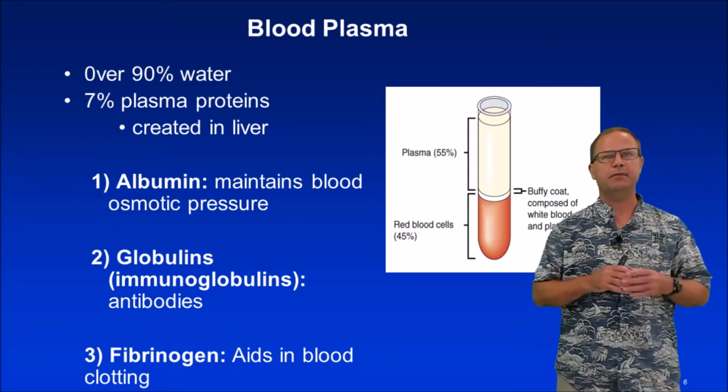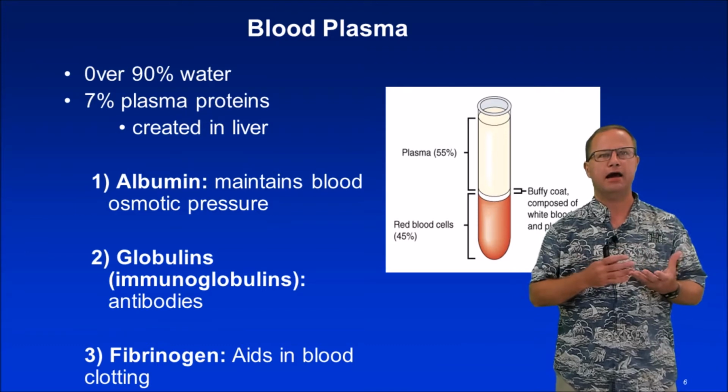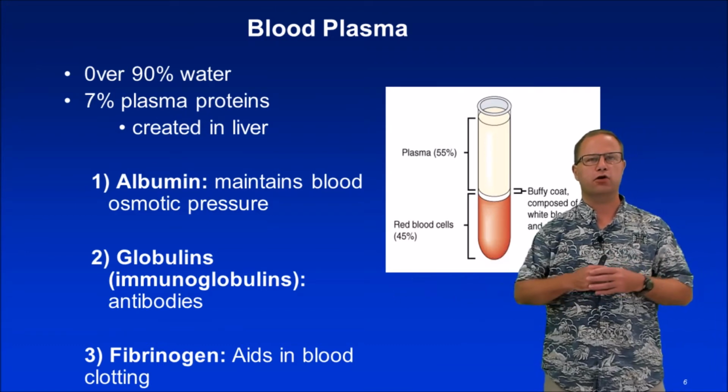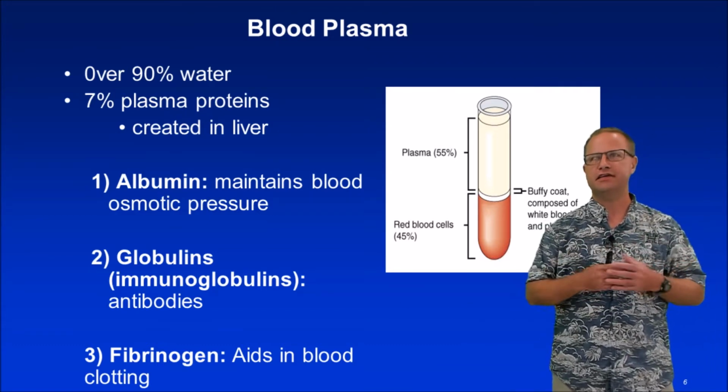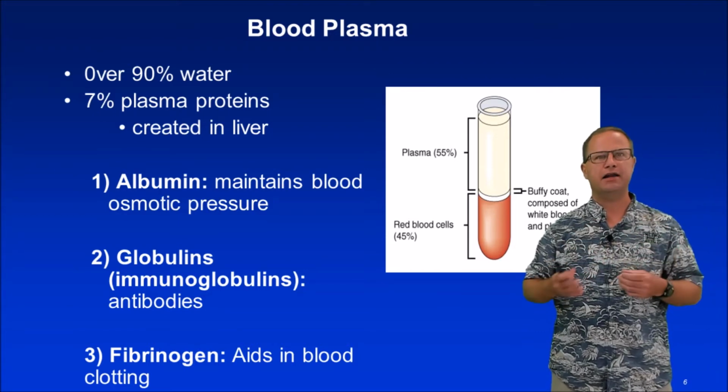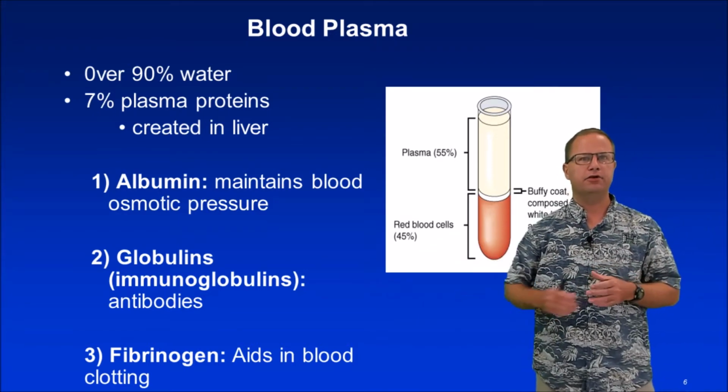Now in our bloodstream, albumin helps to maintain our osmotic balance. On the other hand, globulins or immunoglobulins help to defend us against infections. You've heard of antibodies. Antibodies is another name for immunoglobulins.